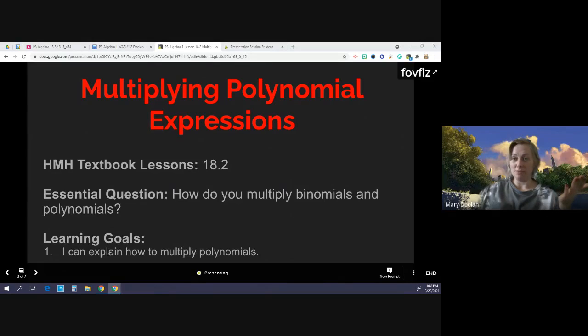This is multiplying polynomial expressions. It goes with your textbook. 18.2 is the section that you would look up and get more information on it. Your essential question: how do you multiply binomials? Remember, a binomial has two terms, and a polynomial can be a monomial, a binomial, a trinomial. It can have any number of terms. Learning goal today is I can explain how to multiply polynomials.